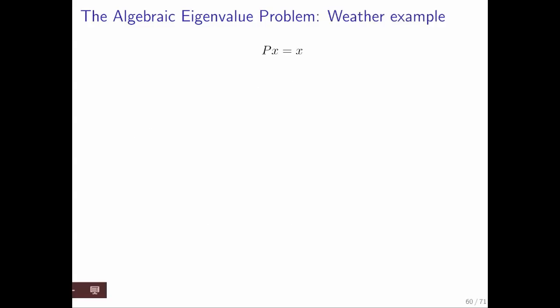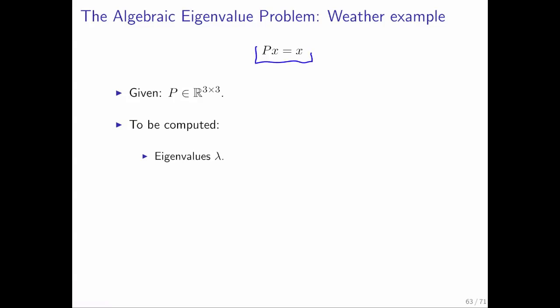How do we relate this to our weather example? Well, we were interested in Px equals x, so here P is a square matrix. It happens to be 3 by 3. And what we would like to compute is the eigenvalues lambda. It certainly seemed like there was a vector such that P times x is equal to x. So what does that mean? Well, if that's really true, then lambda equals 1 must be one of the eigenvalues. We're going to see that typically there are actually n eigenvalues if the matrix is n by n.